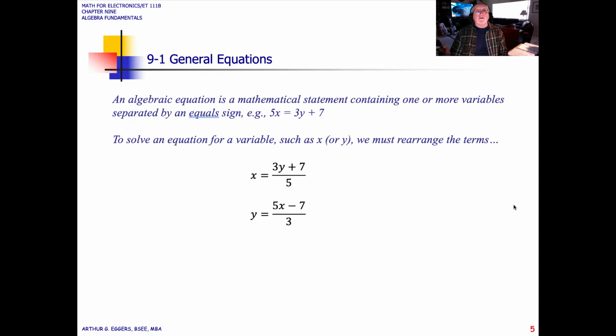An algebraic equation is a mathematical statement containing one or more variables separated by equals signs. So in the example here, 5x equals 3y plus 7. We can take that relationship where we have two literals, two variables, and set it up to solve for either one of those. This one is quite easy, because each term is pretty independent. We can move it around to the right or left side to solve for x or y. Later we're going to find out how we solve one in terms of the other.